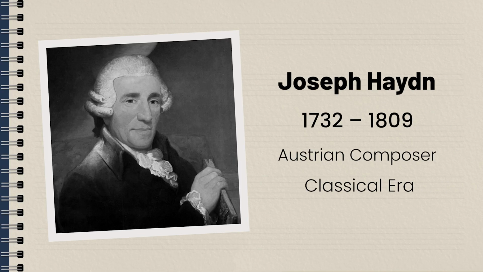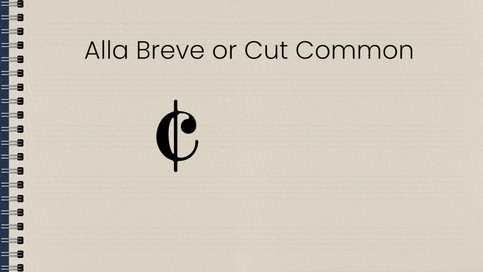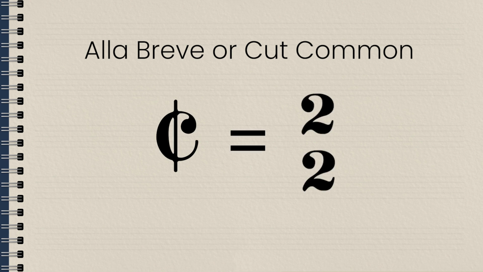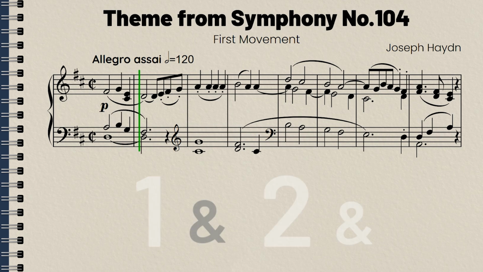Another type of simple 2-beat meter is 2/2, as seen in Haydn's Symphony No. 104. In this meter, each measure consists of 2 half notes or their equivalent. Known as alla breve or cut common, it is sometimes represented by a C with a vertical line through it instead of 2/2. 1 and 2 and 1 and 2 and.